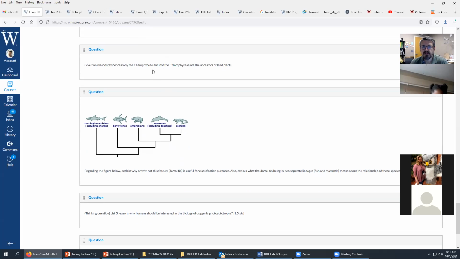Give 2 reasons or evidence for why the Charophyceae and not the Chlorophyceae are the ancestors of land plants. Be careful to focus on the Charophyceae. Now, these are both part of Chlorophyta. They're families within the phylum or domain. But Charophyceae seems to be closer.